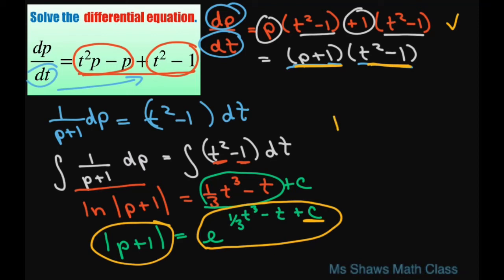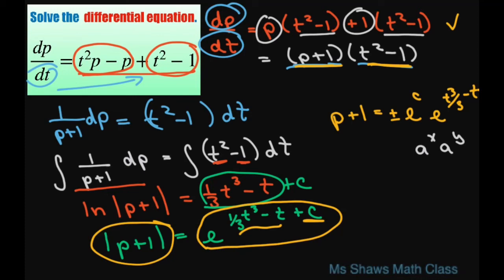So I can write this as p plus 1 equals, now for exponent purposes, I can write this as, I'm going to put the plus and minus e to the power of c times e to this power. So this is going to be t cubed divided by 3 minus t. Because you know in your exponents, if you have a to the power of, say, x times a to the power of y, this is a to the power of x plus y. So that's all I did, is I split this up a little bit. Now, I put the plus and minus here because I'm taking away the absolute value signs here. All right, and then all we're going to do is subtract the 1.